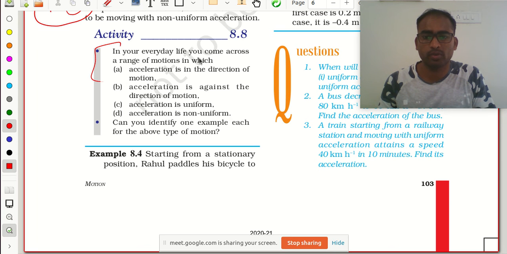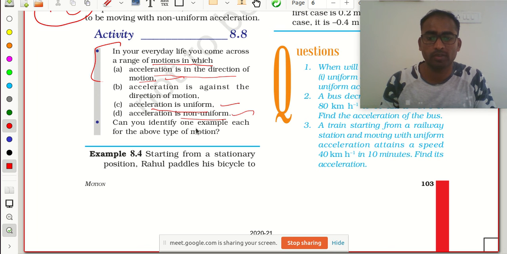In your everyday life you come across a range of motions in which acceleration is in the direction of motion, acceleration is against the direction of motion, acceleration is uniform, and acceleration is non-uniform. Can you identify one example each for the above types of motion? You need to give one example for each: acceleration in the direction of motion, acceleration against the direction of motion, where acceleration is uniform, and where it is non-uniform.